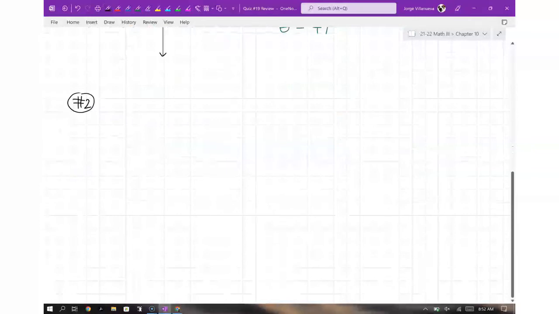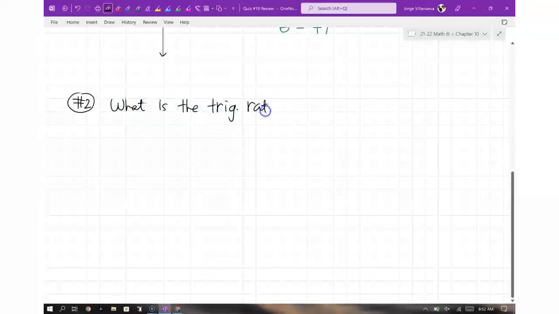There's going to be some questions where they're going to ask you, like, what is the trig ratio for sine of theta? So I'm going to say, what is the trig ratio for, and we'll put sine, cosine, and tangent.